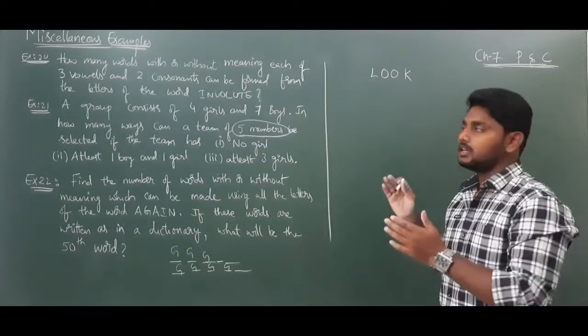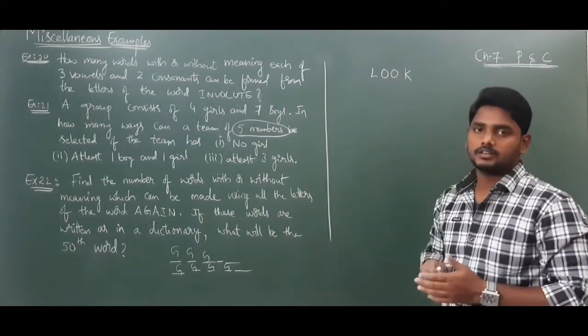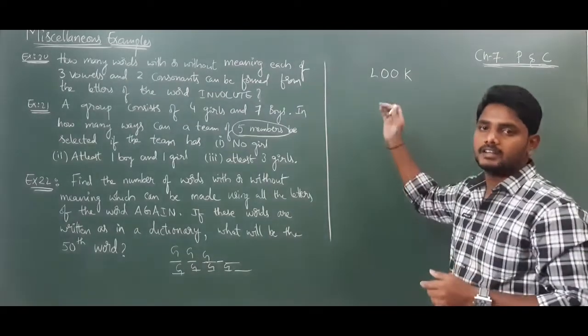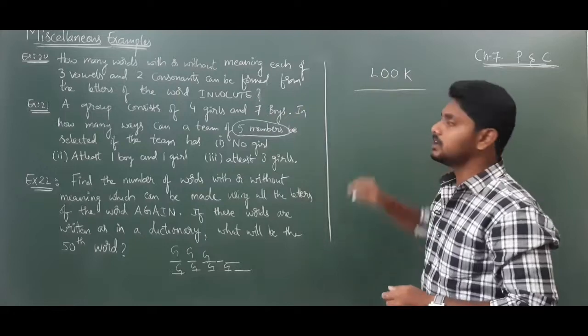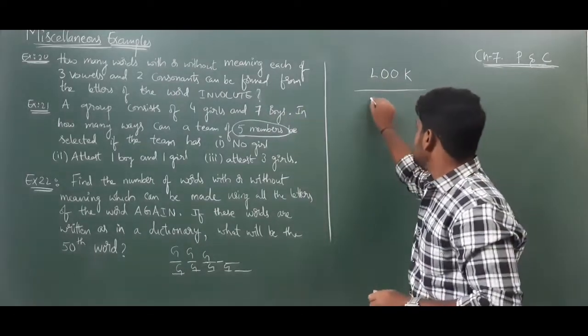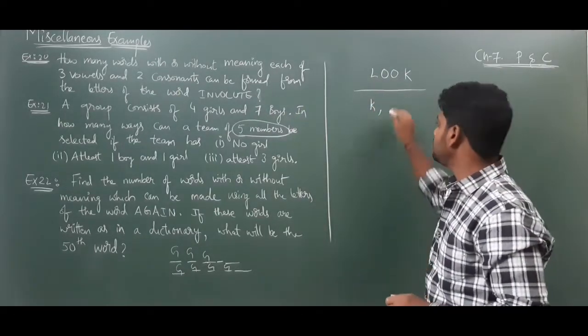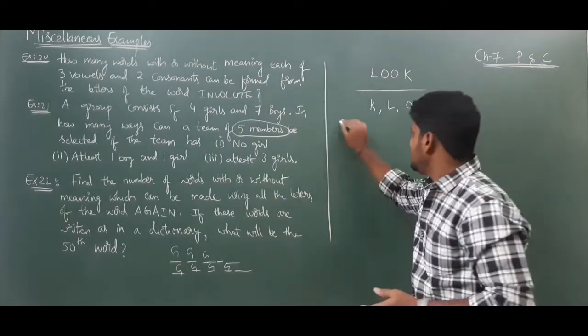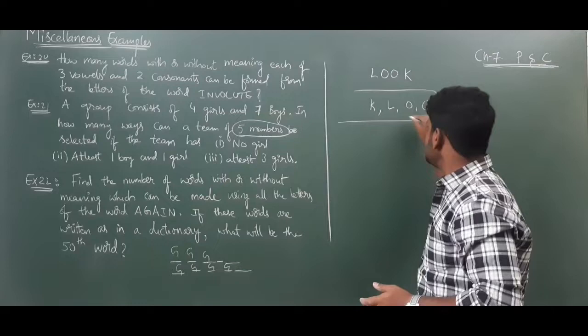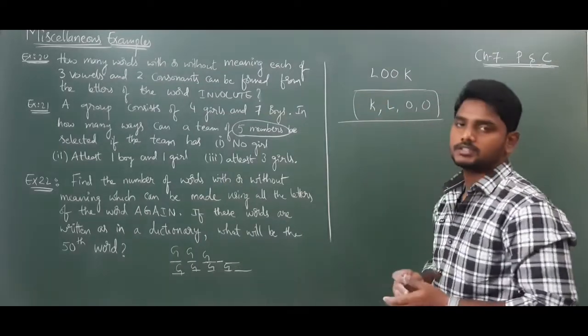So first of all, we will write in dictionary order, right? Alphabetical order, letters we will consider. What are those? First K, then L will be there, after that O and O will be there. So by considering these, we need to form the words first.